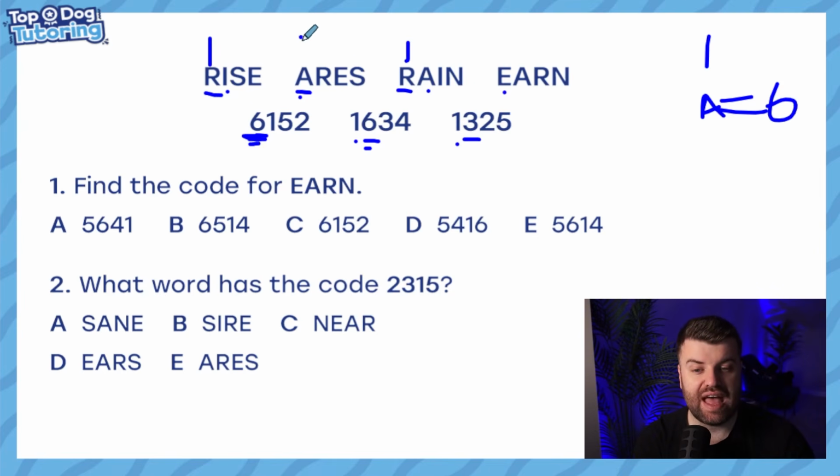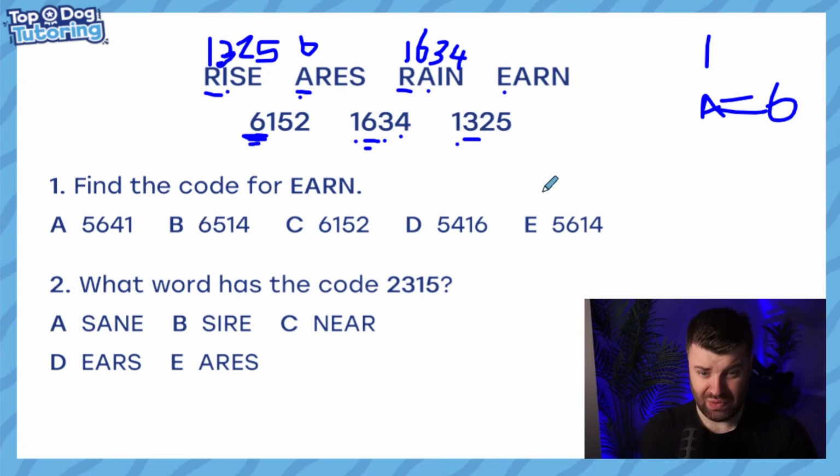So if we know that A is going to be a 6, we can put a 6 here after R in rain. And once we've got 1, 6, you guessed it, we can fill out the rest. It must be this one, 1, 6, 3, 4. And then down here we have 1, 3, 2, 5. Well, that's going to be the other word starting with R. So 1, 3, 2, and 5. Amazing. Look, we've solved 1, 2, 3, 4, 5, and 6. We've literally solved it.